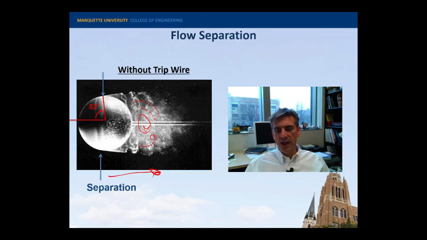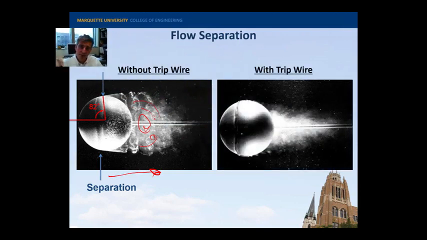Now, if we go in and trip the flow, meaning we put a trip wire in, the wire is placed about here on the cylinder. The flow comes in laminar, at the same Reynolds number. The boundary layer is laminar, it hits that wire, it trips, and it begins to swirl, and it swirls, and it's better able to negotiate the cylinder.